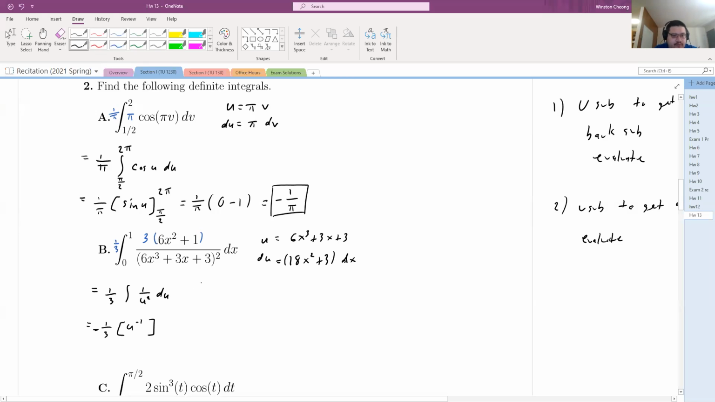Okay, and now let's think about what the limits of the integral will be. So we would plug 0 into this formula. That will give me 3. Okay, so the lower limit is 3. Then we consider what happens when we plug 1 in. So we'll get 6. Or no, not 6, 12. So this is the integral fully converted over. And then we just evaluate that.